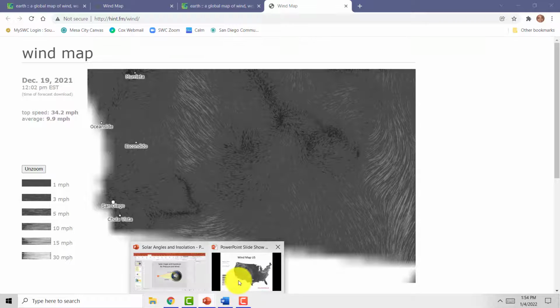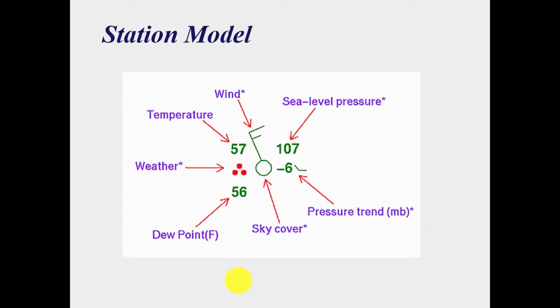Okay, let's go back and look at this station model in a little more detail. So first of all, focus on this part right here. There is a circle and there's a line with, these are called feathers on it. That's going to be your wind speed and direction. I'll go over that in detail in just a moment. There are other values and they will vary according to the source that you look at.